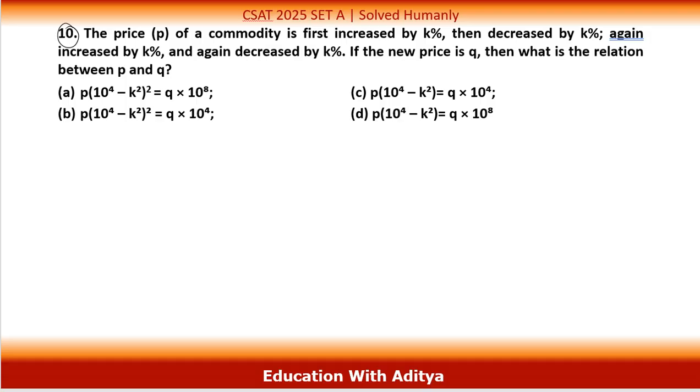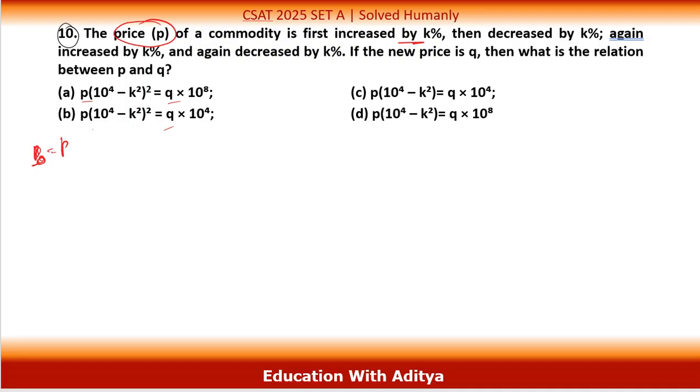The price P of a commodity is first increased by K%. We have given price P. And I will reiterate one more thing, that never take numbers, always stay in variables. That saves a lot of calculation, and the answer is also in variables, so we don't need to assume any numbers. That will only complicate the situation. Let's say P naught is equal to P. P naught means P initial. P0 is equal to P.